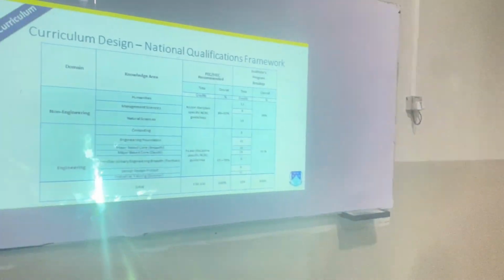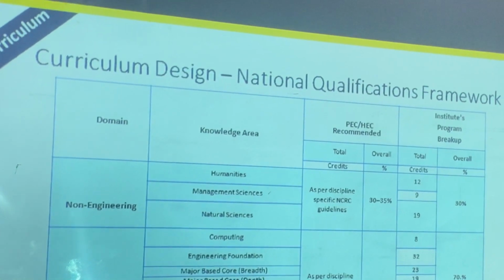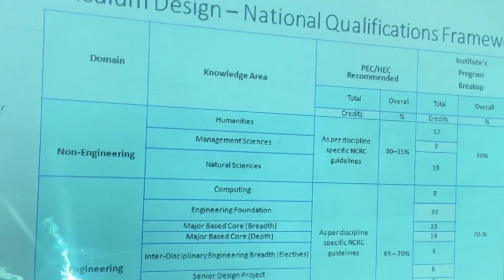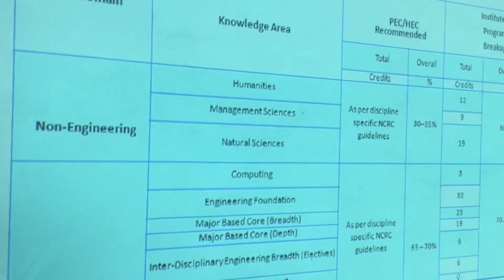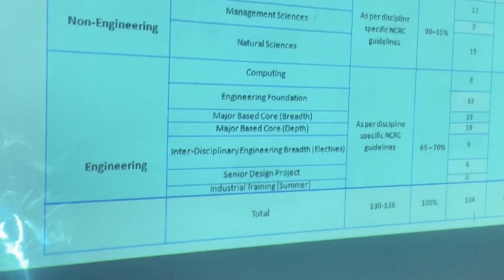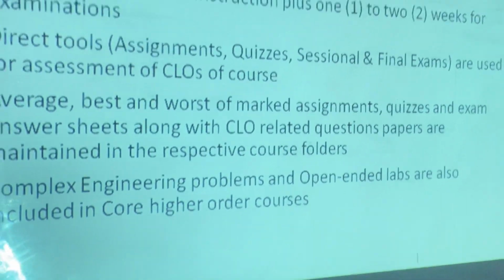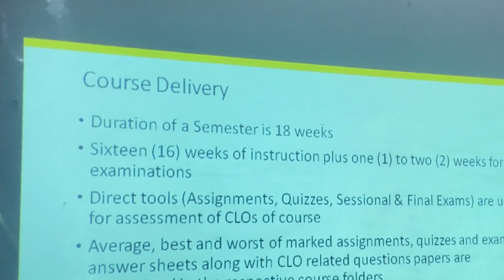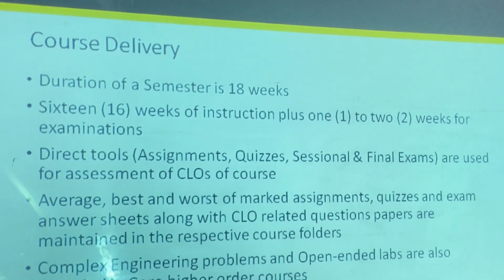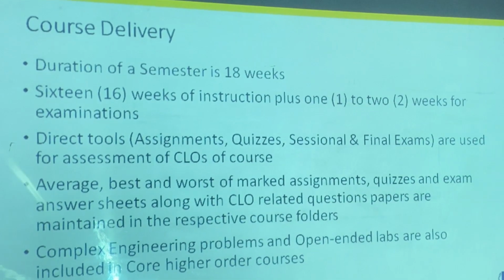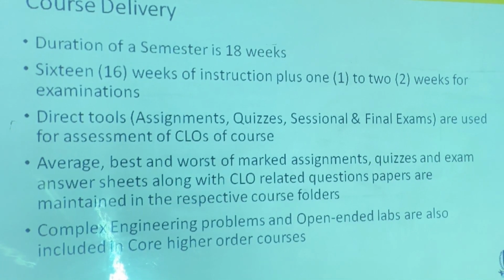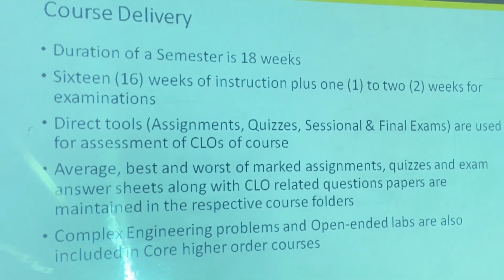This is our distribution from non-engineering, humanities, management and sciences. So 30% we took from non-engineering, and 70% from engineering courses. This is the delivery, which people are already familiar with. We have 8 semesters, with 16 weeks for teaching and learning, and 2 weeks for the examination.